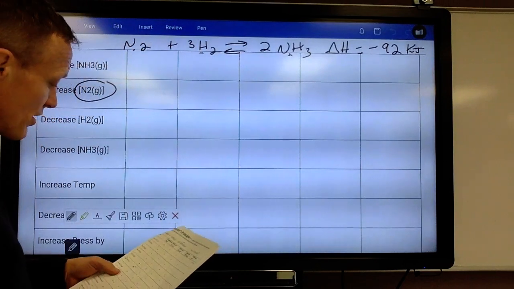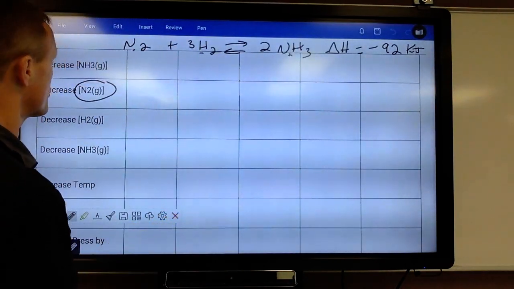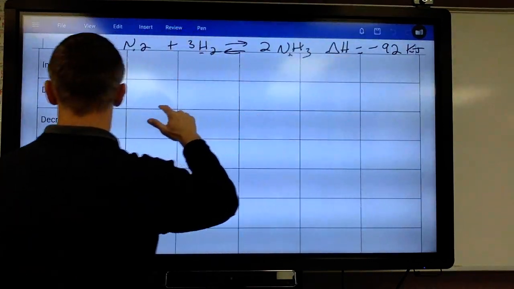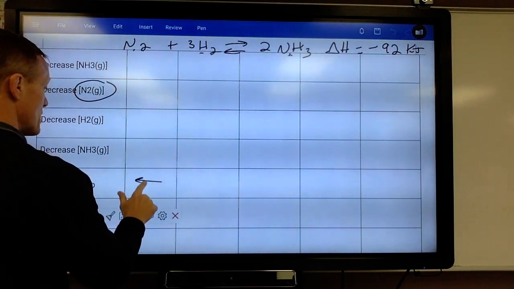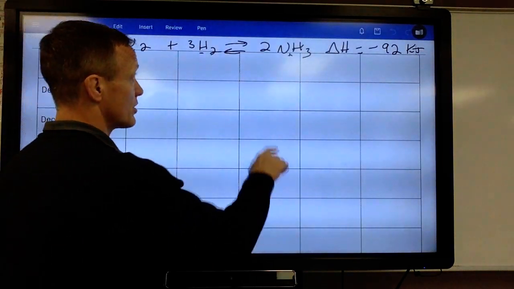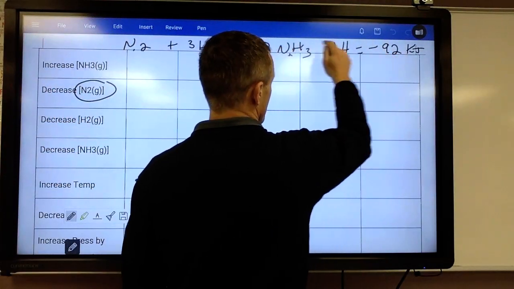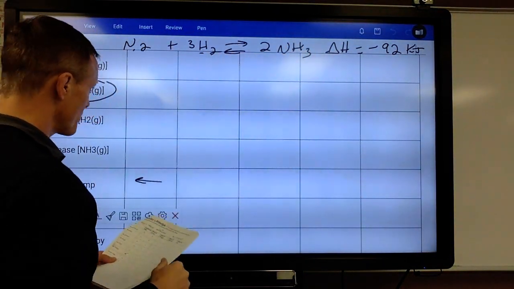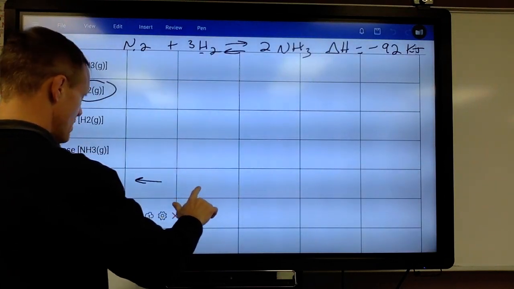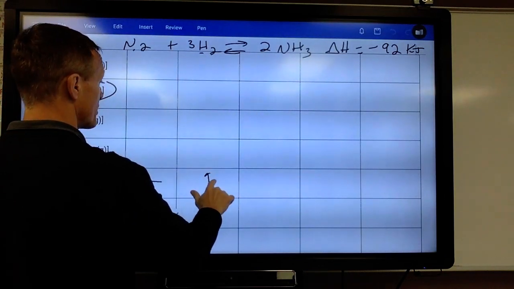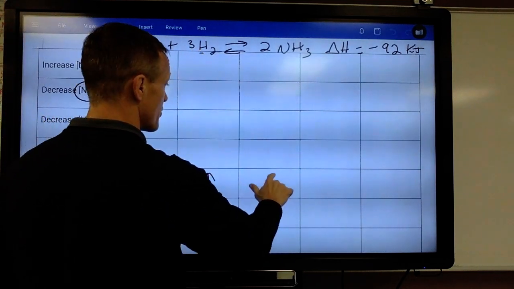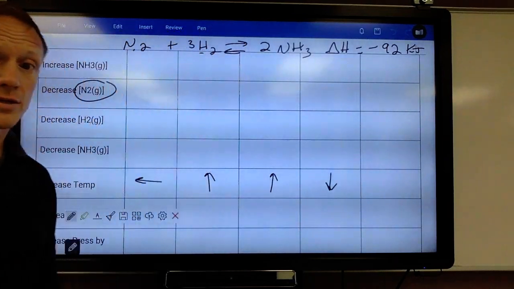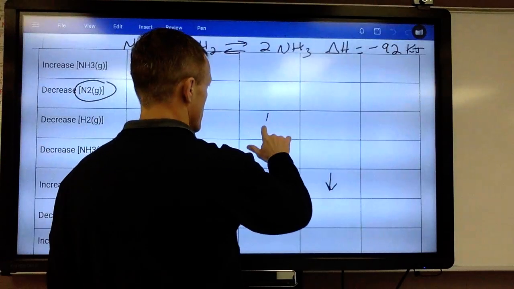So an increase in temperature. If we're heating it, it's going to move in the endothermic direction, which would be back. Remember, it's forward in the exothermic direction, so it's going to shift back. If we shift back, the effect on N2 is going to be an increase. The effect on H2 will be an increase because we're shifting back, and the effect on NH3 is going to be a decrease.